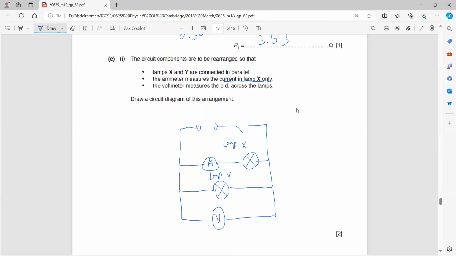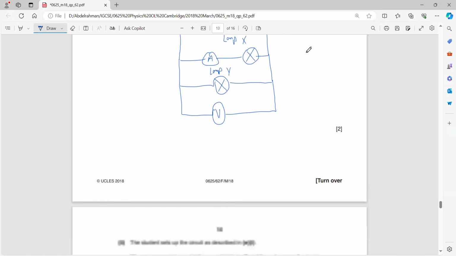Any questions? Horizontal. Oh, you can draw it horizontally. Okay, it's okay. Okay, yeah. Moving on to the next question. Voltmeter. Yes, the voltmeter is now measuring lamp X and lamp Y because it's parallel to both of them.